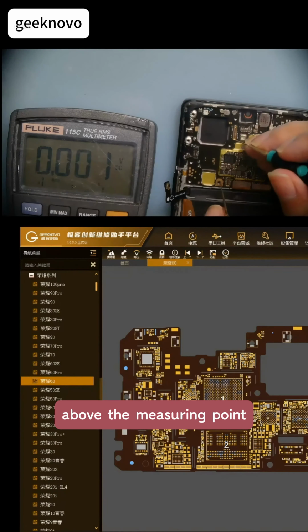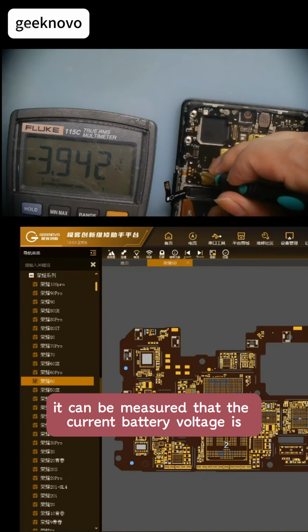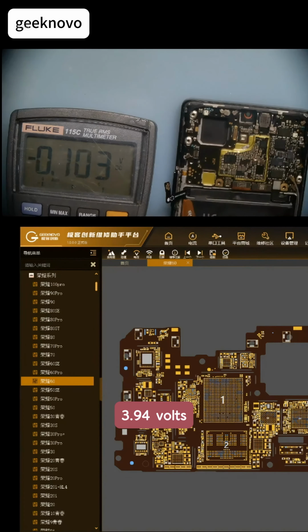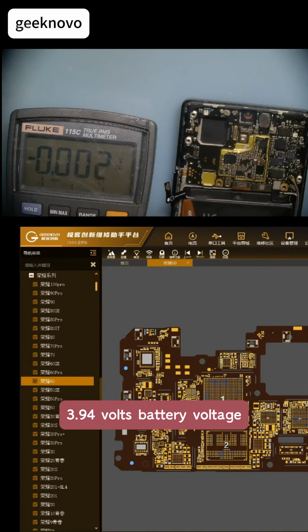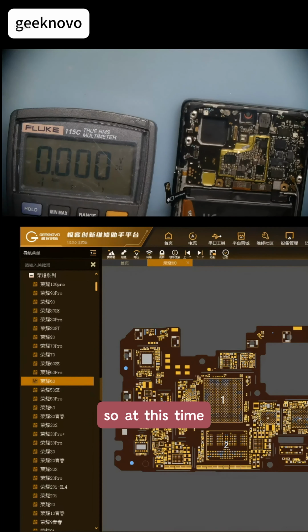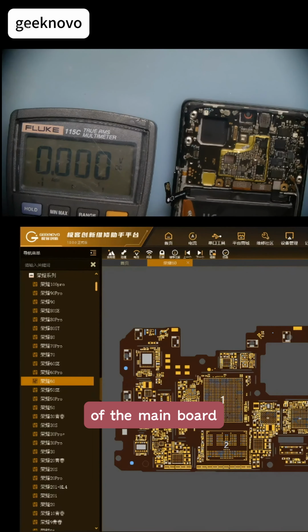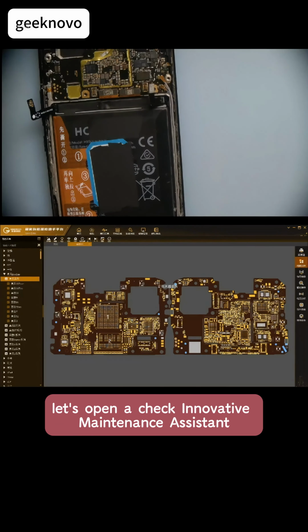Let's take a look here. Above the measuring point, it can be measured that the current battery voltage is 3.94 volts. With a battery voltage of 3.94 volts, it's impossible to say the battery is dead. So at this time, we can be sure that there is an abnormality in the battery detection line of the main board. Okay, let's open the check.